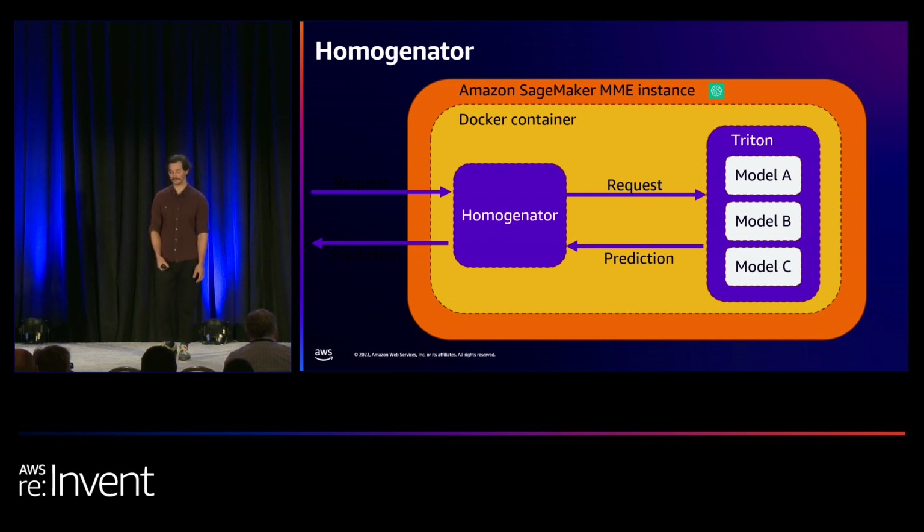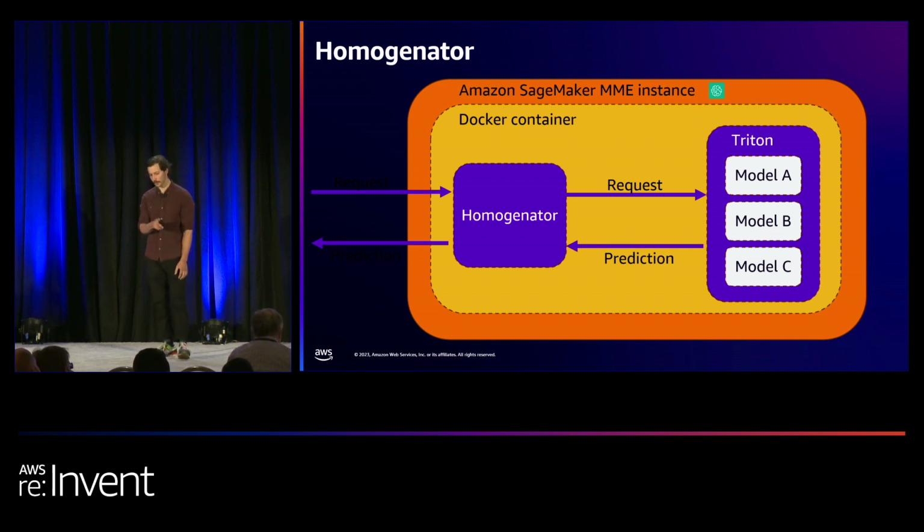So you have homogenator with one process. All the requests come in. They get translated to the right format for the right model server, and in this instance that would be Triton. Triton's running multiple models inside there. It gets the right requests, turns them into a prediction, sends it back, and out of the container we go.